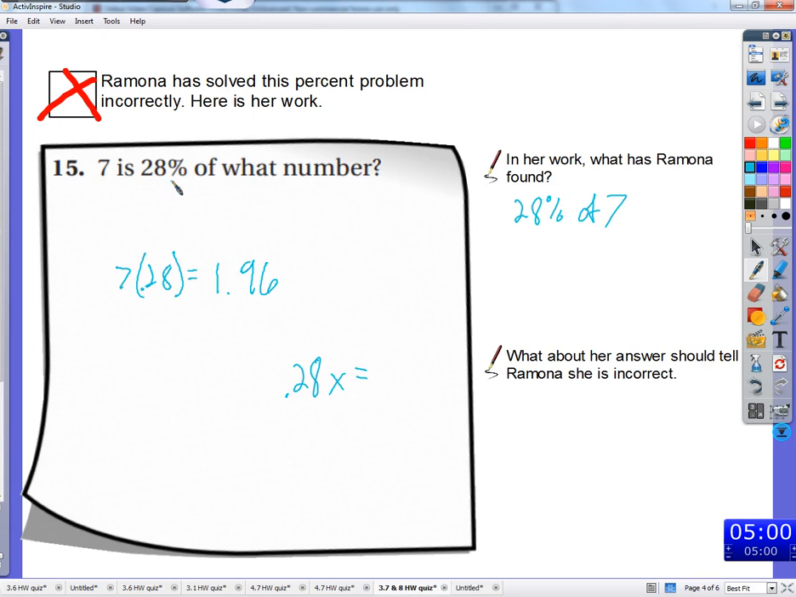Found 28% of, let's say, some number, and what did we get? Twenty-eight percent of some number is seven. We want to find that number. So 28% of some number, 28%, or 0.28 times some number should give you, say it out loud, 7.